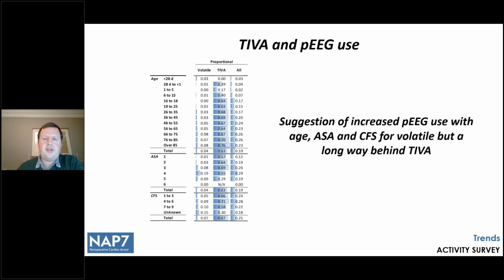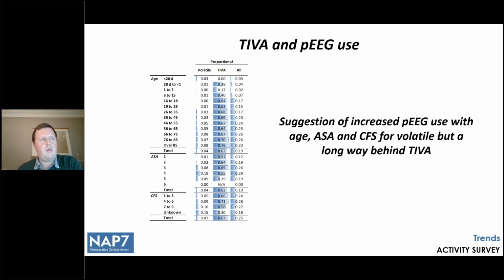Well, there's some suggestion of increased processed EEG use with age, ASA, and clinical frailty score. So here, for example, for age, this is the relative proportion in each group who are having processed EEG monitoring. And whilst with TIVA in children, people are not using as much processed EEG monitoring, in adults, it's pretty uniform. In terms of volatile anaesthesia, it's pretty much not used in the young, but there's some slight increase in the more elderly patients. High ASA patients are getting it a little bit, and the frail patients are about twice as likely as non-frail patients to have it, but it's still a long way behind its use in TIVA.